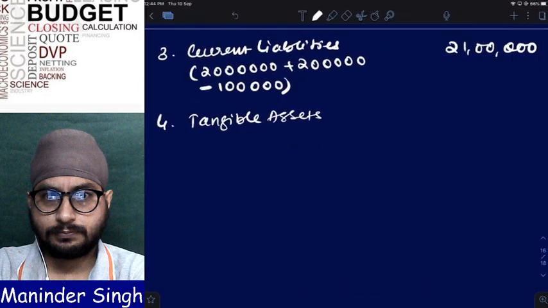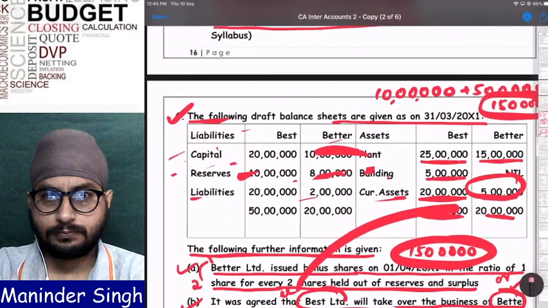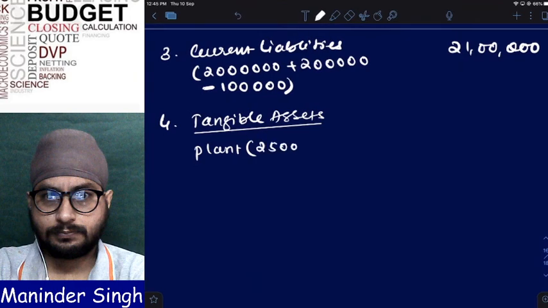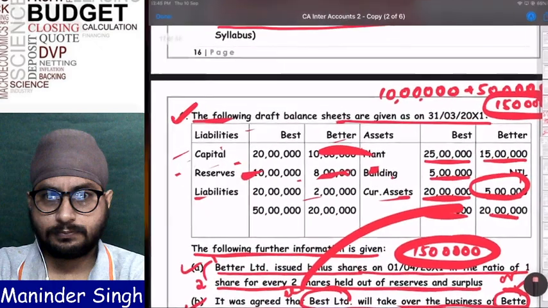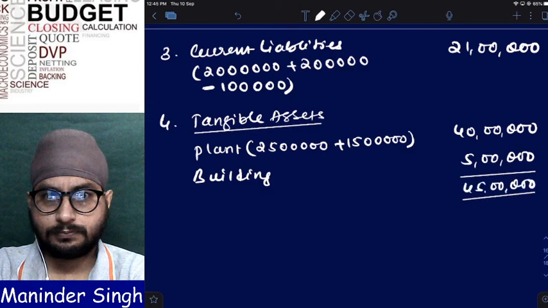Tangible assets we have plant and building. Plant, how much is plant? Sir, 25 lakhs and 15 lakhs. 25 lakhs plus 15 lakhs, how much will it be? 40 lakhs. Clear? And how much is building? 5 lakhs. So how much should I take? 45 lakhs. Clear?